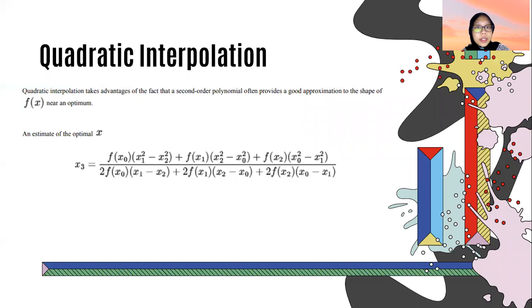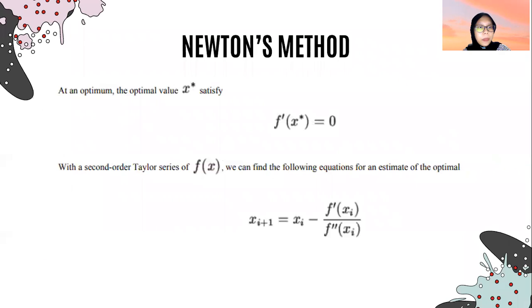Second is quadratic interpolation, where the quadratic interpolation is actually an advanced system of interpolation. Quadratic interpolation takes advantage of the fact that a second order polynomial often provides a good approximation to the shape of function x near an optimum. And here are the formulas for the quadratic interpolation. We can use this formula easily.